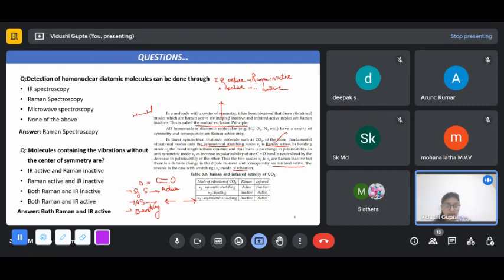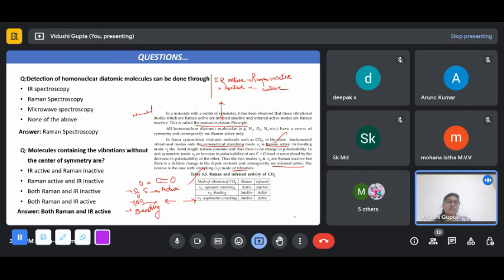While in the case of bending mode, it will also be Raman inactive. Why? Because in bending, the bond length will remain constant and there will be no change in the polarizability. So is it clear? Just remember this table for CO2. For symmetric stretching, Raman active and IR inactive. While the bending and asymmetric stretching will be Raman inactive and IR active.